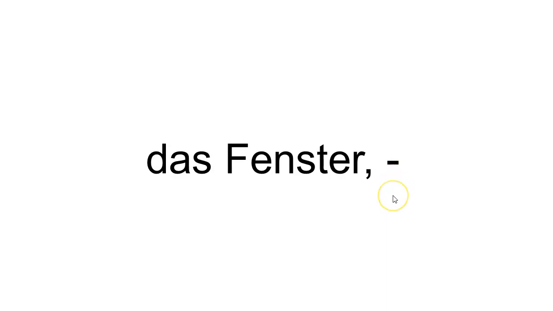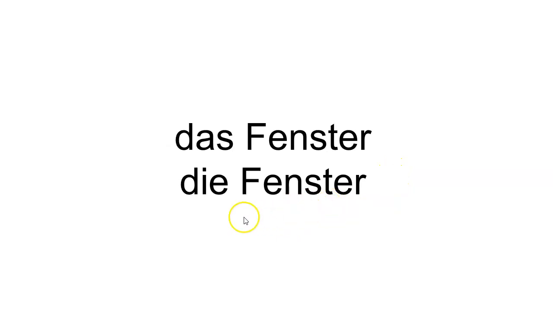So if I want to say the windows, then according to this notation, I just use the same word and change the article from das to die. This indicates the plural. So das Fenster means the window, die Fenster means the windows. Another example, one window, ein Fenster, zwei Fenster, two windows.